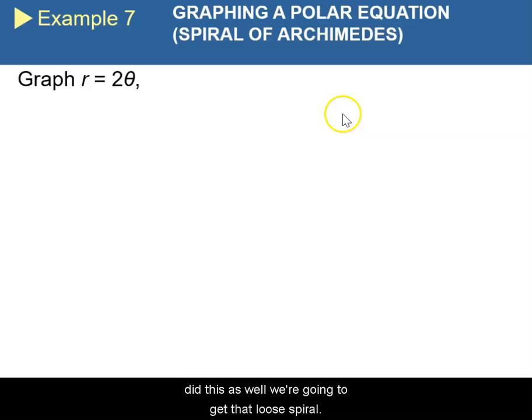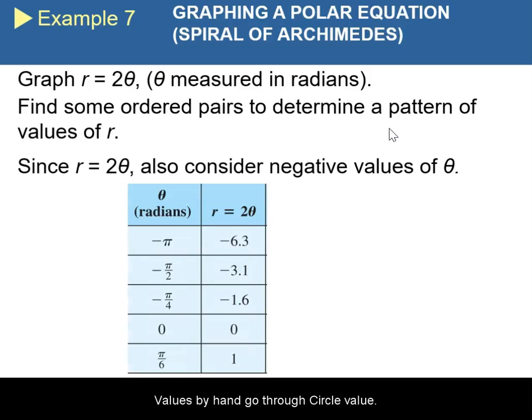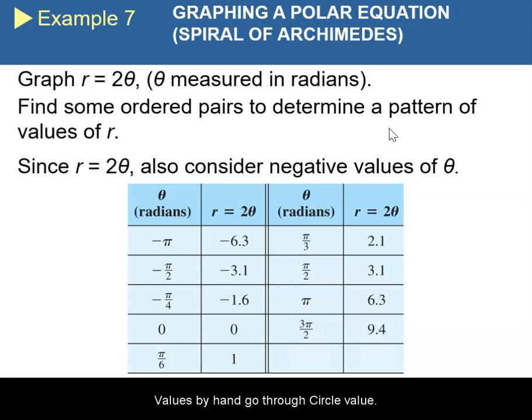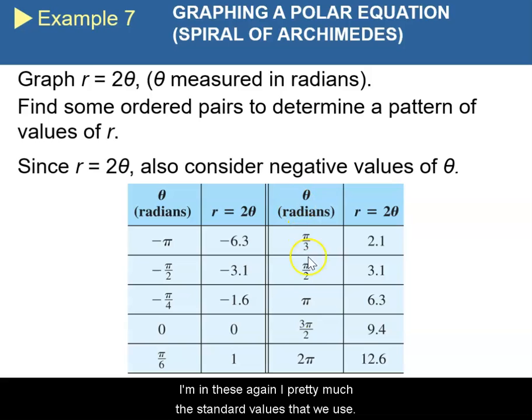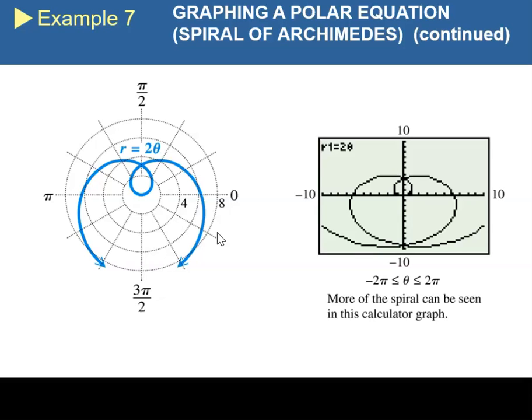Here, if I want to graph r equals 2 theta, we actually did this as well. We're going to get that loose spiral, right? We get the loose spiral, okay? So we can go to these values. If we did it by hand, we go through several values, okay, all the way to 2 pi. And these, again, are pretty much the standard values that we use, right? And we will get something that looks like this, right? Call this the spiral of Archimedes.